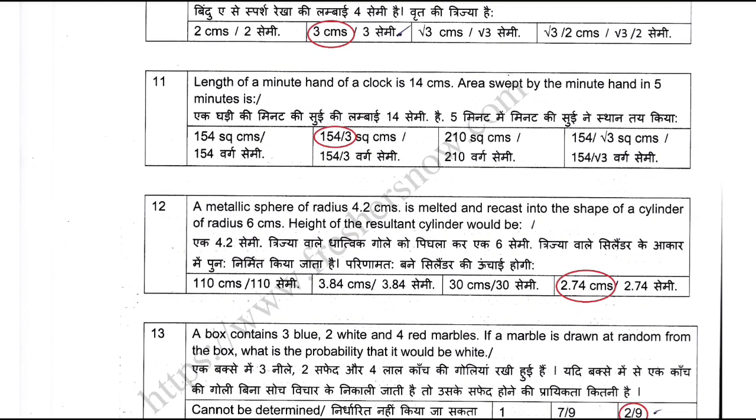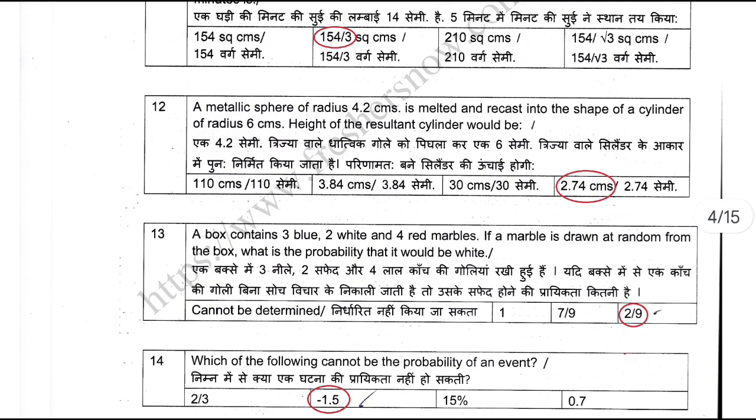Length of the minute hand of a clock is 14 centimeters. Answer is 154 by 3 square centimeters. Number 12: a metallic sphere of radius 4.2 cm is melted and recast into the shape of a cylinder of radius 6. Height of the resultant cylinder would be 2.74.